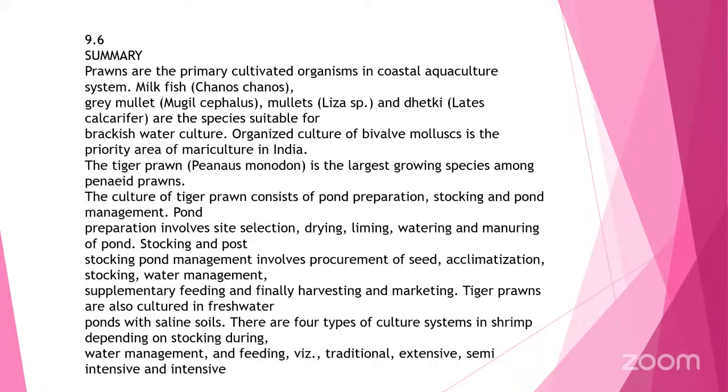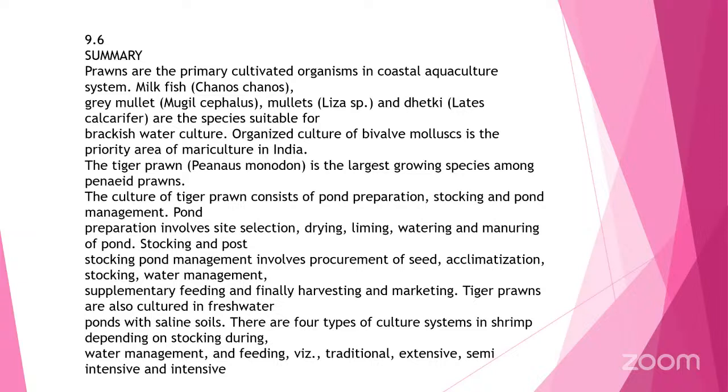Now we have come to the end of this chapter. Let us just discuss the summary. Prawns are the primary cultivated organisms in coastal aquaculture systems. Milkfish, grey mullet, mullets, and bhetki are the species suitable for brackish water culture. Organized culture of bivalve mollusks is the priority area of mariculture in India.